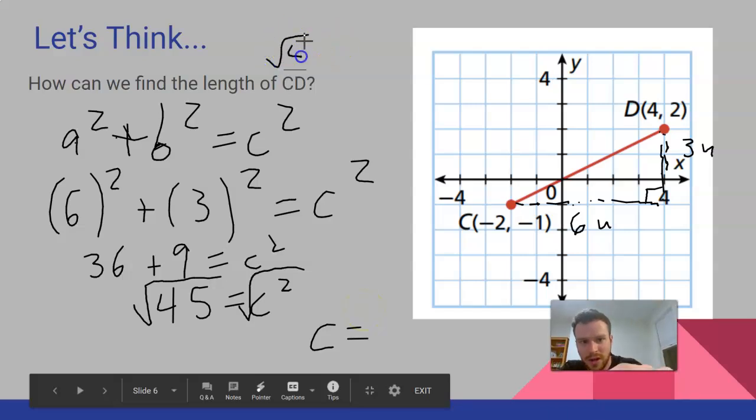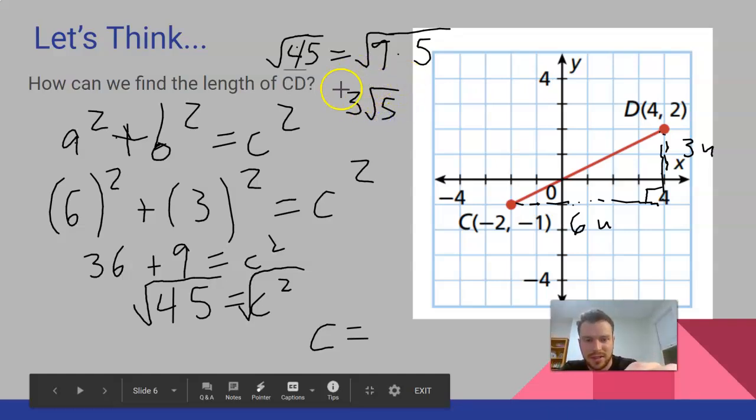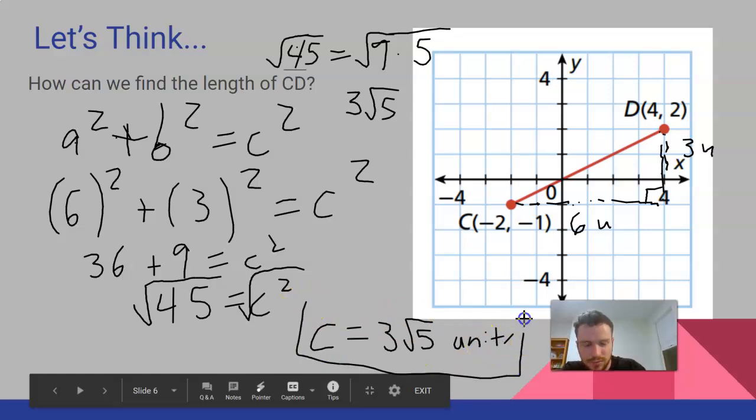The square root of 45, you can break it down as the square root of 9 times 5, and we can simplify that. The square root of 9 is 3, but we can't take the square root of 5. So that's as simple as that radical can go. So 3 times the square root of 5 units. Or you could just write u for units. That's how long that segment is.